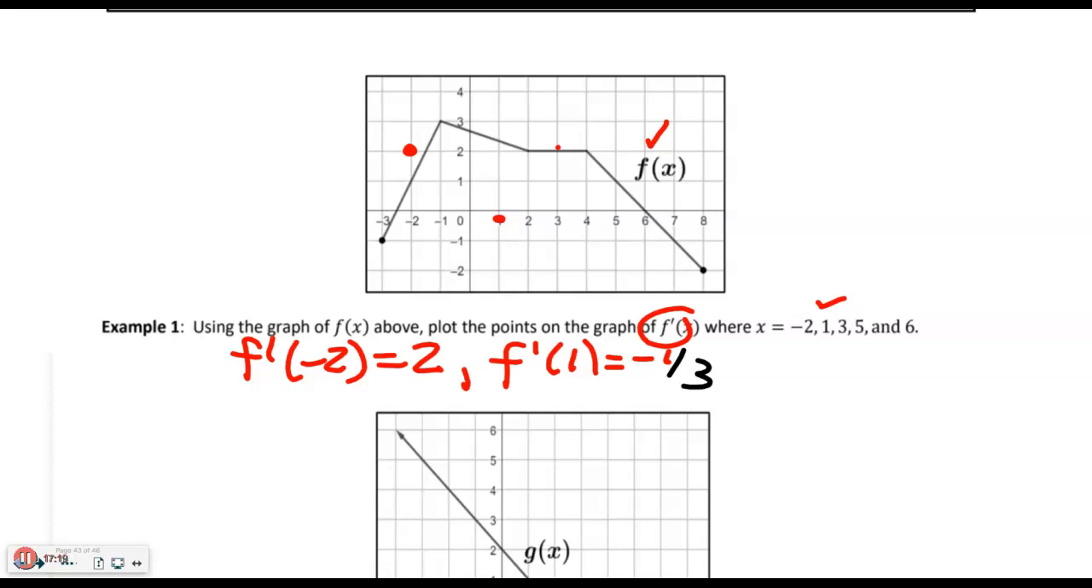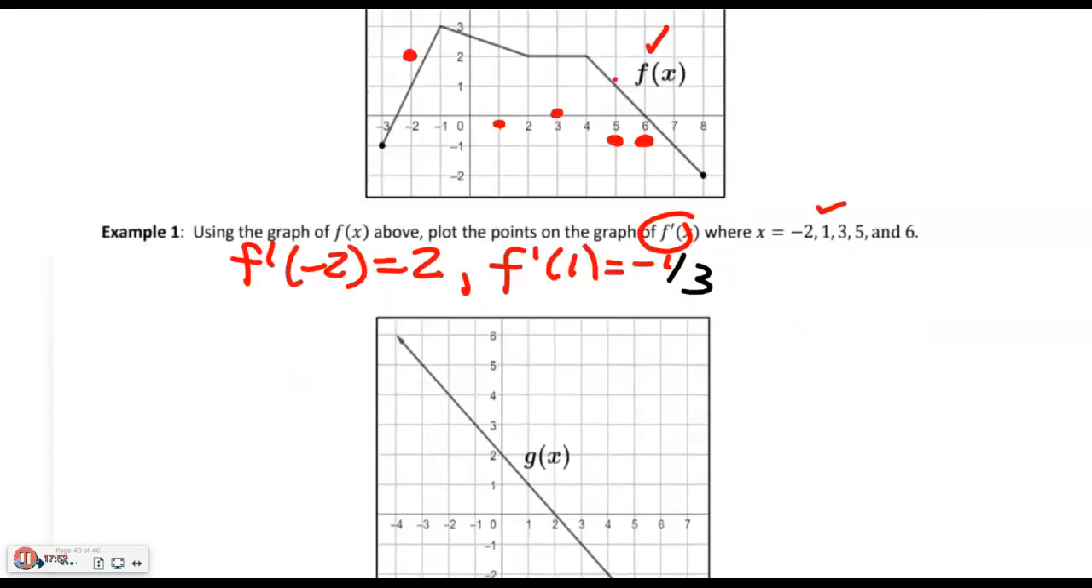At 3, what's the slope there? 0. So my y value on my derivative graph would be 0. At 5, what's the slope there? Negative 1. So I'm graphing slopes. At 6, the slope is still negative 1. How I connect those points is going to be a thing we discuss later. But just note, when you're finding a specific point, you're looking for slopes.